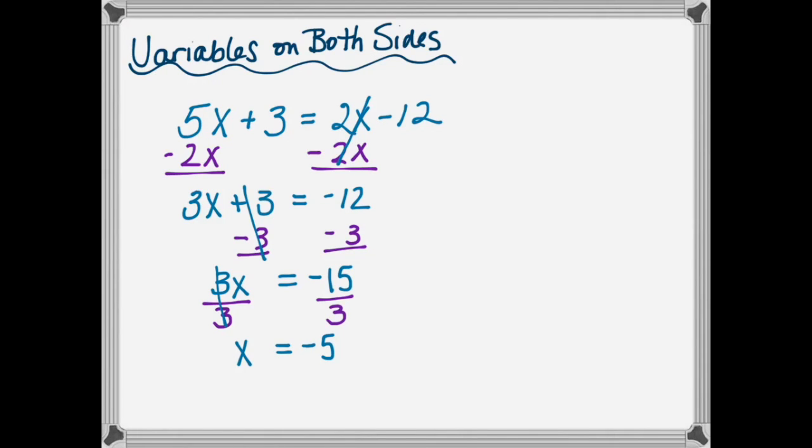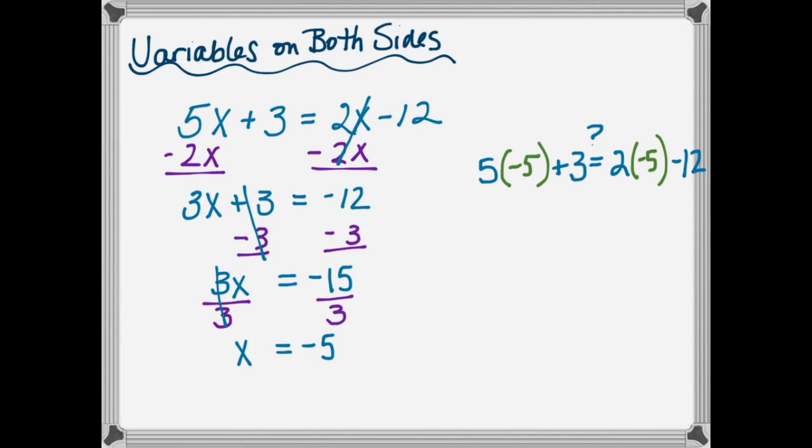All right, last time for our check. We need to plug it into our original problem. So it was 5x, and we know our x is negative 5, plus 3 equals 2x, and again, we're going to substitute negative 5 for our x, minus 12. So let's see if that's going to be true.